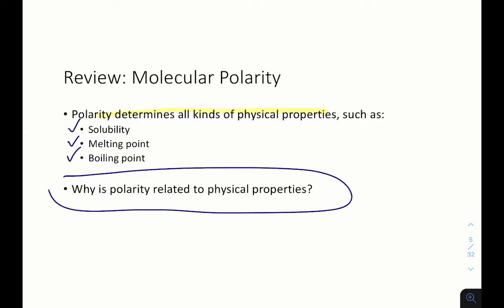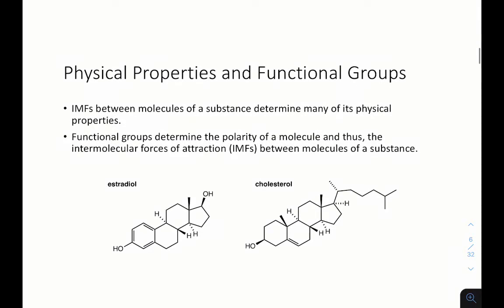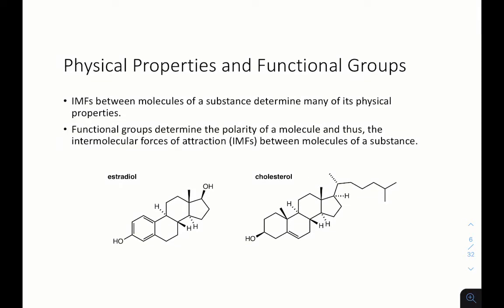But why is polarity related to these physical properties? What is the microscopic basis for this phenomenon? Yes, molecular polarity determines the intermolecular forces of attraction between the molecules of a substance, and those in turn affect physical properties such as solubility, melting point, and boiling point. I have just drawn a diagram of an intermolecular force of attraction. Those two molecules are experiencing electrostatic attractions to one another, and those attractions affect the physical properties of that mystery molecule, so whatever those spheres are.